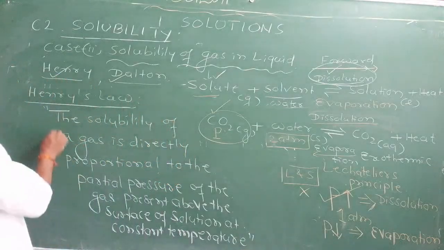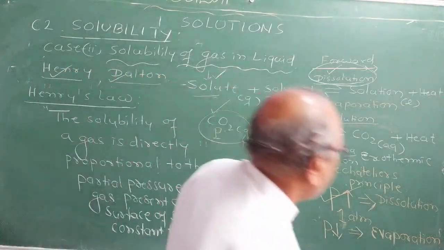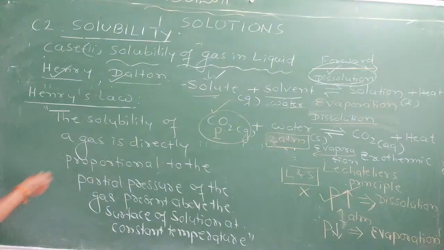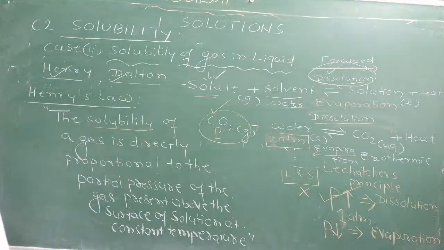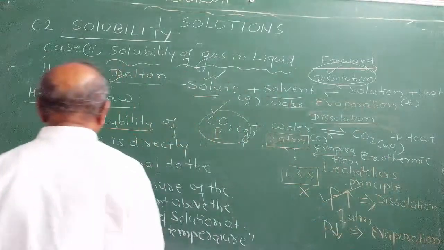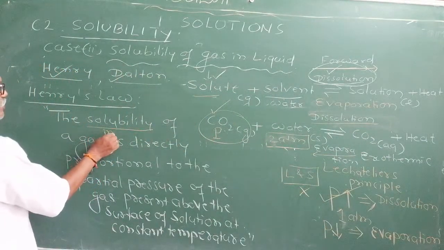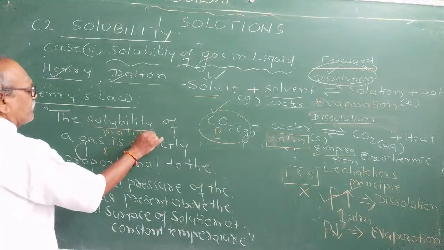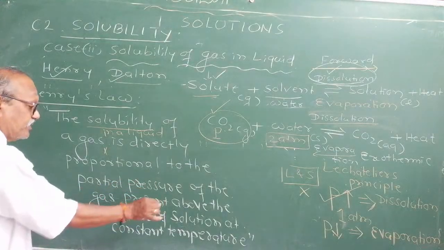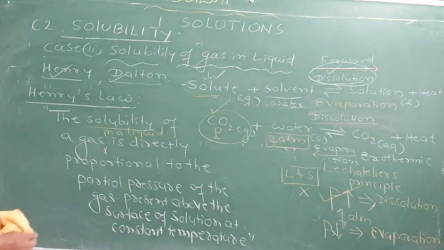Remember, this is the statement. Let me explain it to you. The solubility of a gas in a liquid is directly proportional to the partial pressure of the gas present above the surface of solution at a constant temperature. Why should temperature be kept constant?